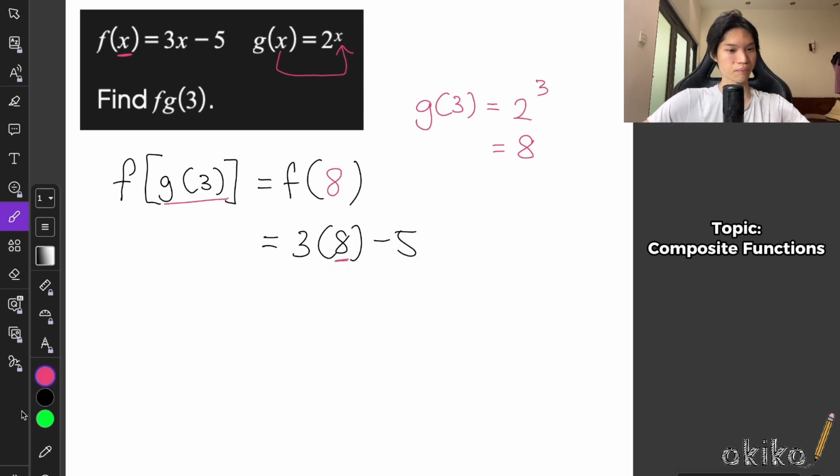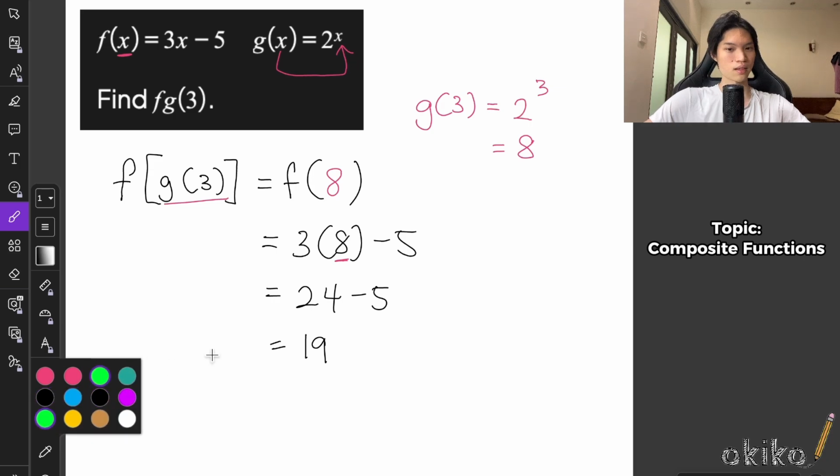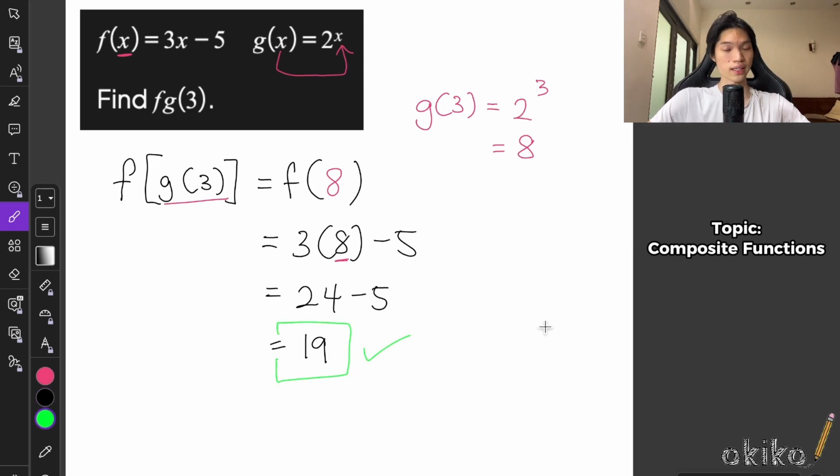Same idea here. 3 times 8 is 24, and 24 minus 5 is giving us 19. That's going to be the value for fg(3). So for a question like this, if you happen to have a composite function with an input other than x, you can take it out to the side, work on it a bit first before simplifying and putting it back in. That will make it a bit easier to work it out.